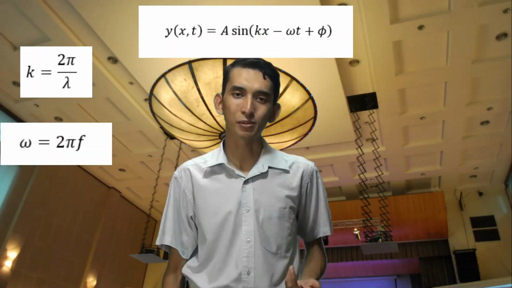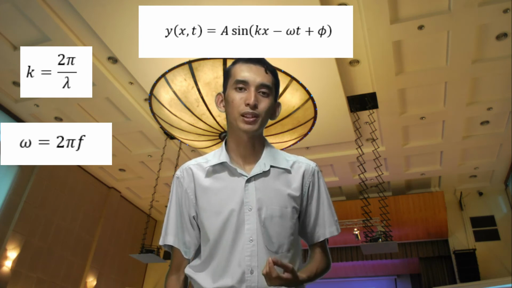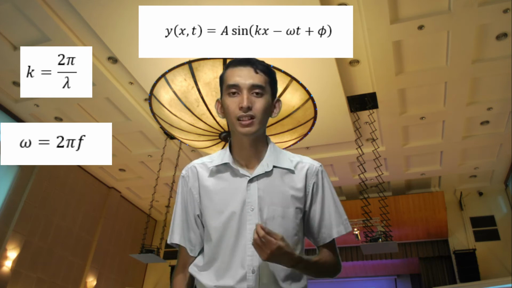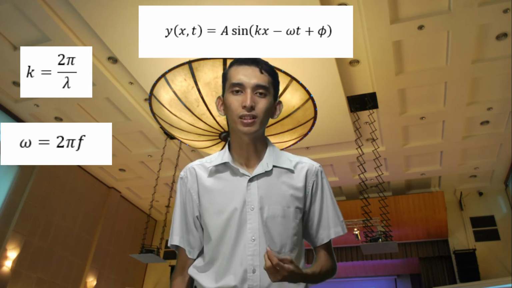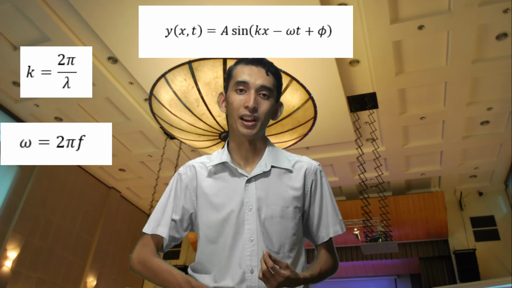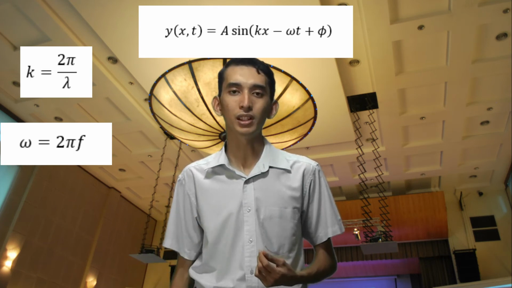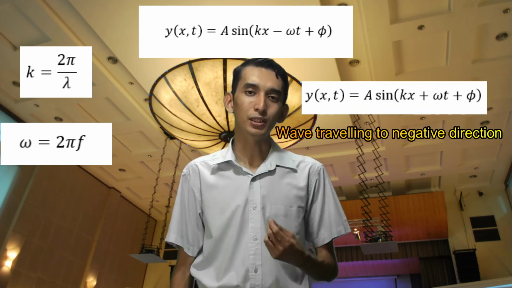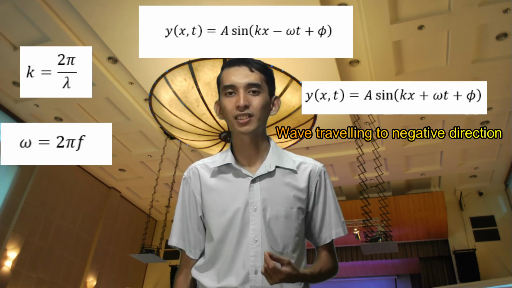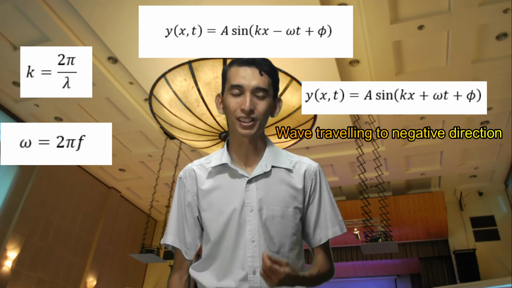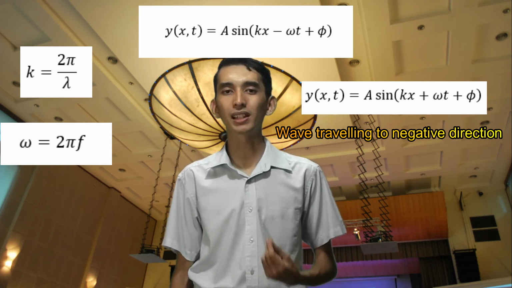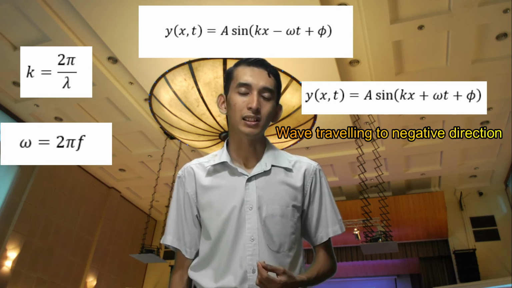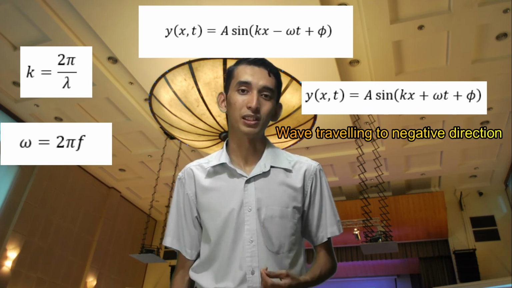The wave equation above represents a wave traveling towards the positive x direction, or to the right, and if we want to change direction so that it travels towards the negative x direction, or to the left, we can write it as y of x,t is equal to A sin(kx plus omega t plus phi), where kx and omega t have the same sign. If they have the opposite sign, the wave is traveling towards the positive x direction.